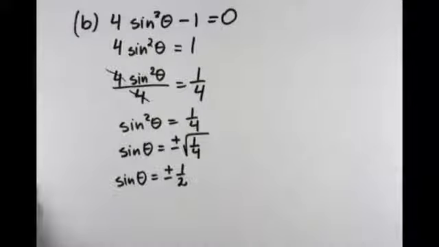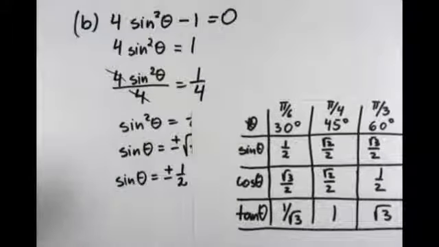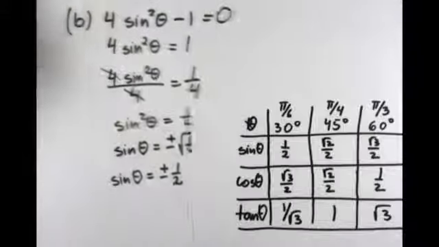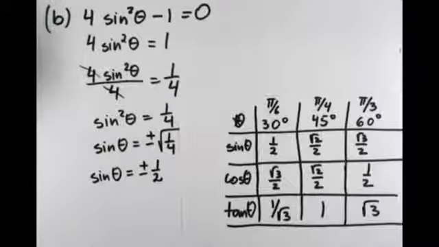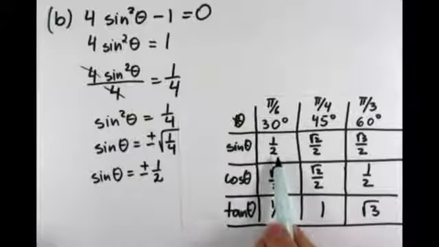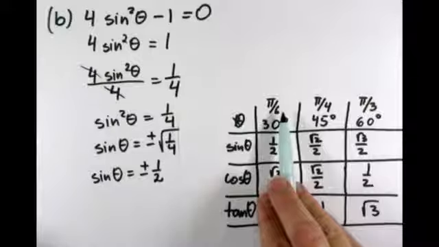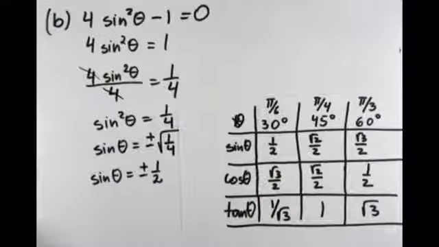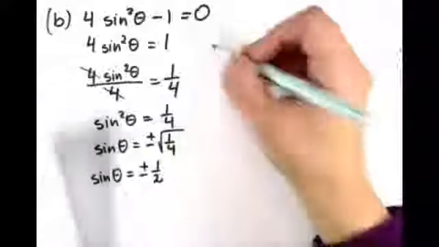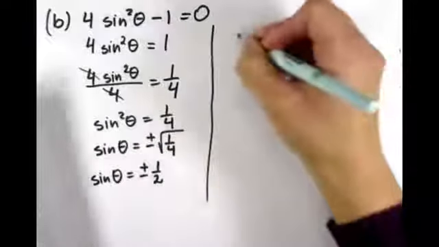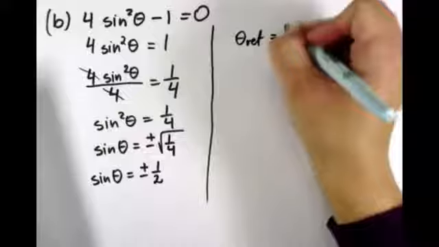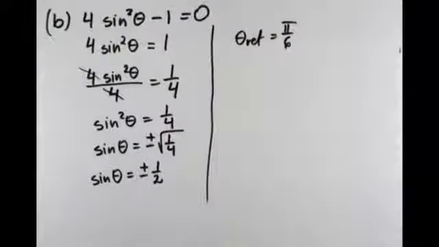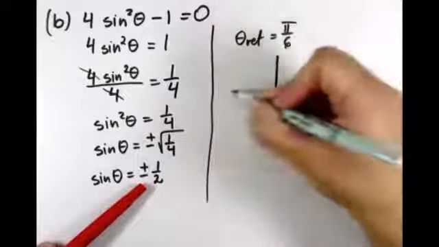For what angle? If we look into the chart, sine theta is 1/2 for what angle? For pi over 6. So my reference angle, theta reference, is pi over 6. And now I need to complete the solution using the sign. In that case I have plus and minus, so I'm going to be in each and every quadrant.